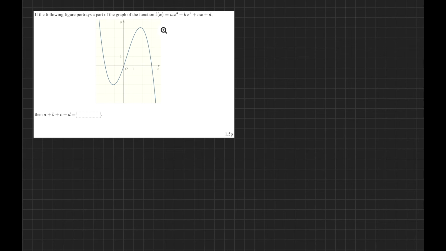Okay, finally the last question. The following figure portrays a part of the graph of the function. As you see, I want to know what is the sum of these 4 coefficients.